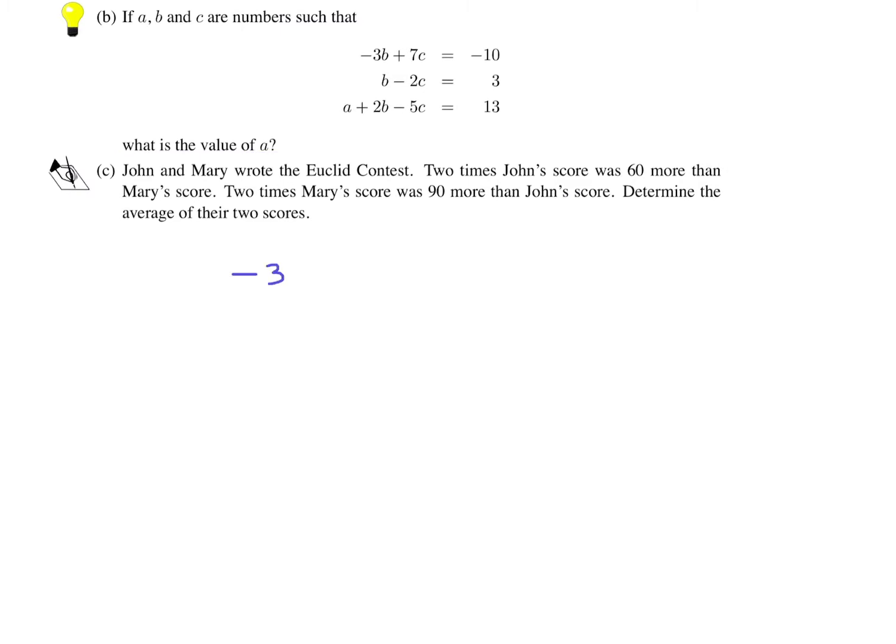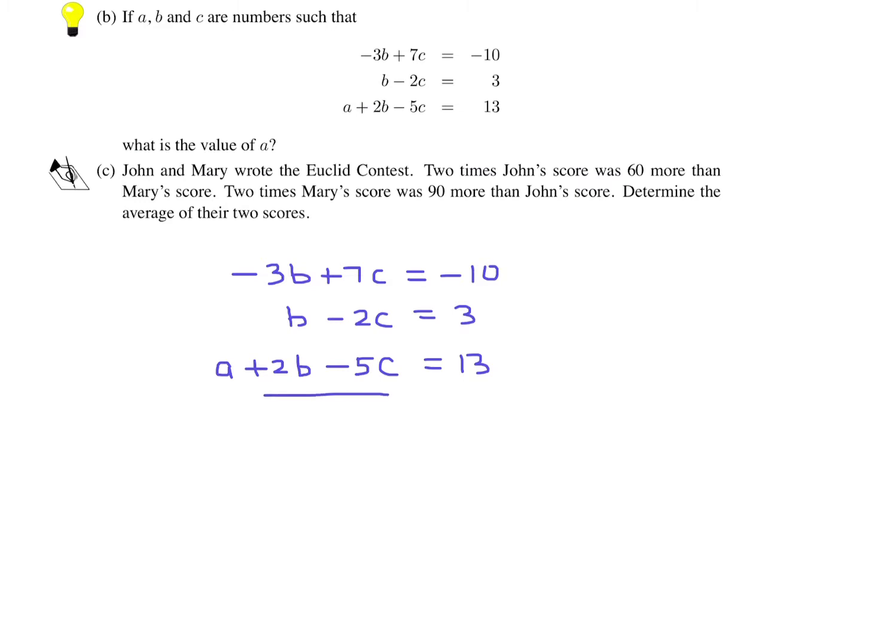So we got minus 3b plus 7c is equal to negative 10. We've got b minus 2c is equal to 3. And we've got a plus 2b minus 5c is equal to 13. When I stare at this, these two here look very workable. What's the right word to use? Very similar to what this looks like.